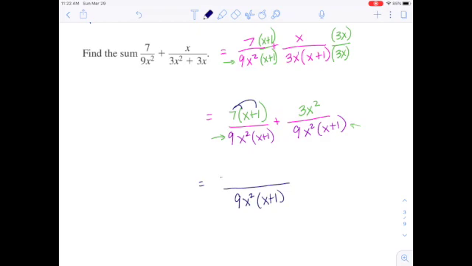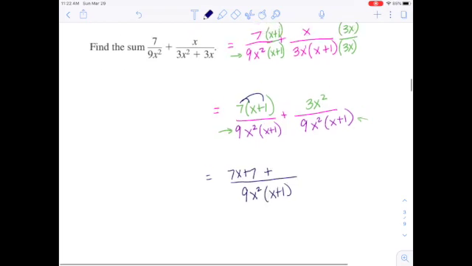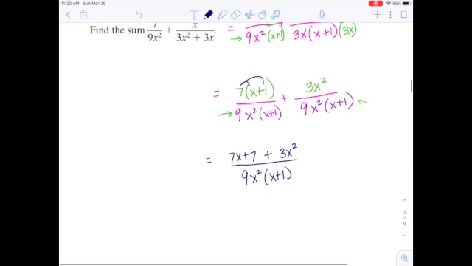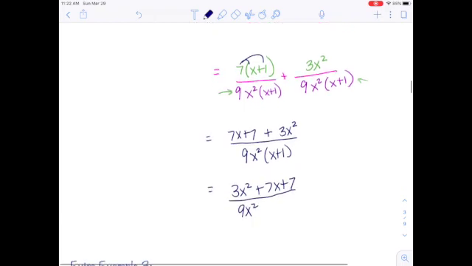I'm going to distribute up in my numerator. That would be 7x plus 7. And add in my other numerator of 3x squared. So now I'm at the point of rearranging my terms just a little bit. So I get 3x squared plus 7x plus 7 divided by 9x squared times x plus 1.